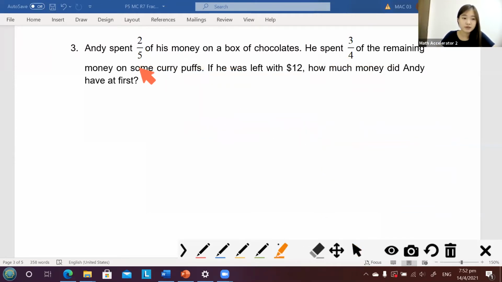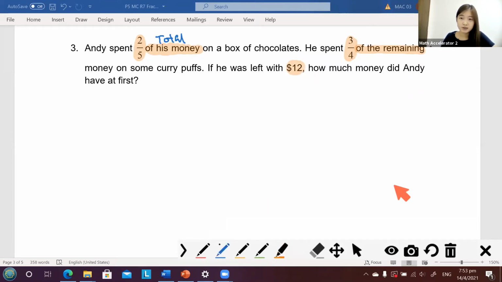Andy spent 2/5 of his money on a box of chocolates. First step is look at what the fraction belongs to. This is of his money, so the 2/5 belongs to his total. He spent 3/4 of the remaining money on some curry puffs. So now 3/4 is for the remaining here. Then he's left with $12. How much money did Andy have at first?